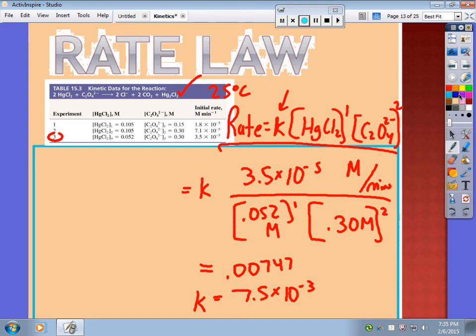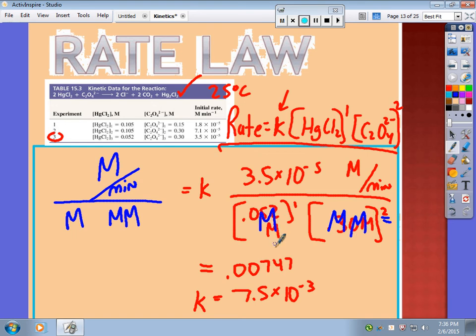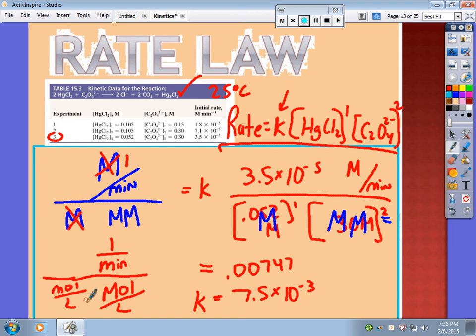So what do I have here? I have molarity per minute on top. And I have molarity here because it's the first power, and molarity squared here. So this is really molarity, and this is molarity, yes? Now my molarity here cancels out, leaving me a 1 on top and 1 less molarity below. So now I have 1 over minute over molarity squared. And what is molarity? Molarity is moles per liter, right? Don't I have 2 moles per liter down here? That's what molarity is, moles per liter.